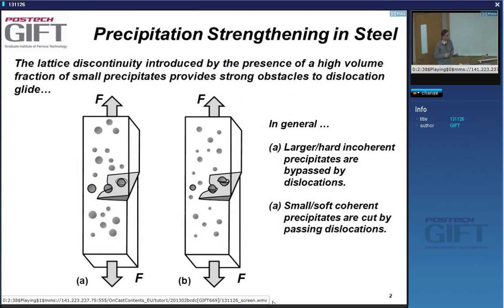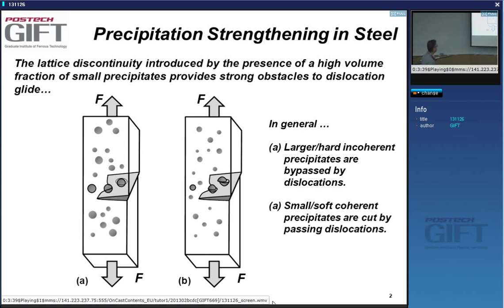All right. So in general, if you want to picture yourself what is happening during precipitation strengthening, imagine a single crystal or a grain inside steel, and we apply externally a certain force F, yes? And we have here a screw dislocation propagating from right to left, and by a certain trick of microstructure control, we've managed to get particles embedded in the lattice, yes? And the dislocation meets these particles on its way through the lattice and interacts with them.